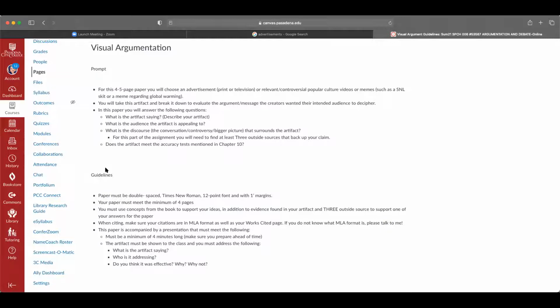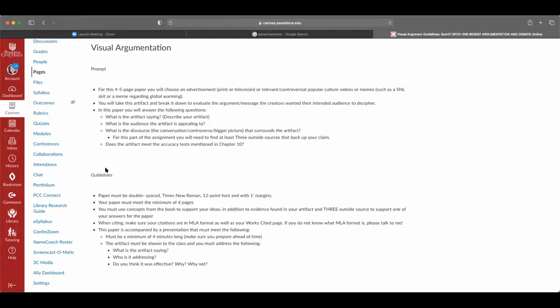So what are the accuracy tests? We went over them on Tuesday. The first part of the accuracy test was: is the image that is being represented accurate? Is it manipulating your emotions? Is it being represented in the appropriate way? Those questions that I went over in the lecture on Tuesday for the accuracy test are the questions that you're going to be answering at the very end of your paper.